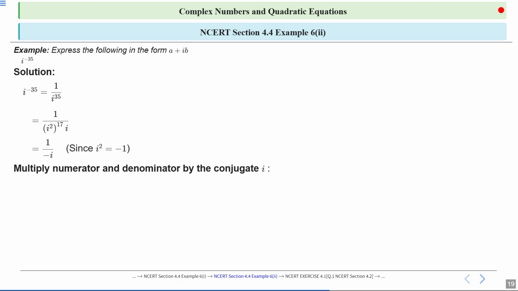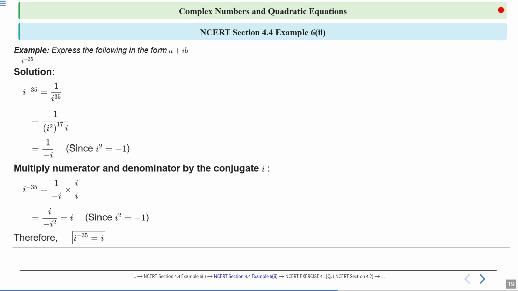To write this in the standard form, a plus iota times b, we need to multiply numerator and denominator by the conjugate of iota. So iota to the power minus 35 equals 1 divided by minus iota times iota divided by iota. This is equal to iota divided by minus iota square, which equals iota, since iota square is minus 1. Therefore, iota to the power minus 35 equals iota. And you can write it as 0 plus iota, which is in the form a plus iota times b.